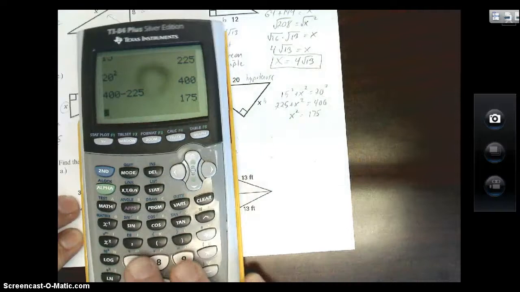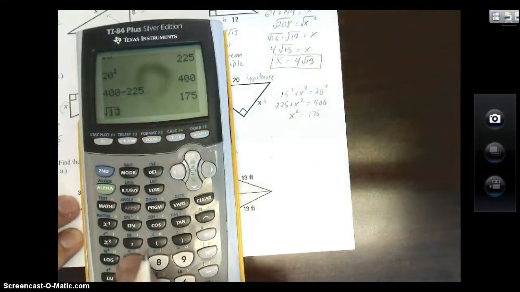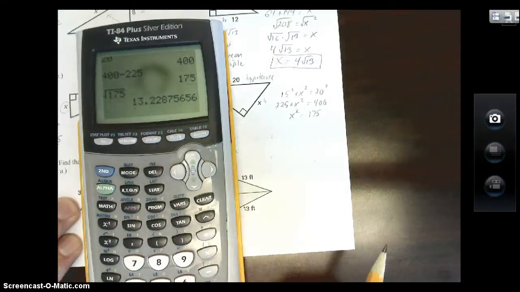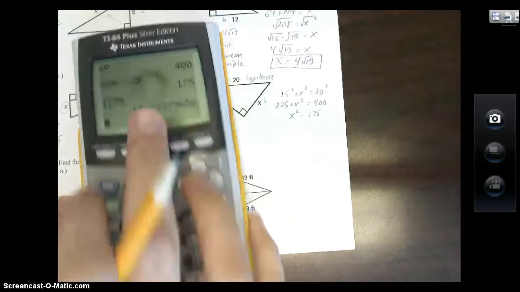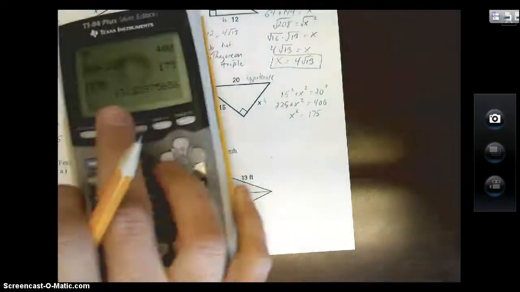Now I'm going to check myself. The square root of 175 is 13.2287. So obviously it's not a perfect square. So we have to break this down.